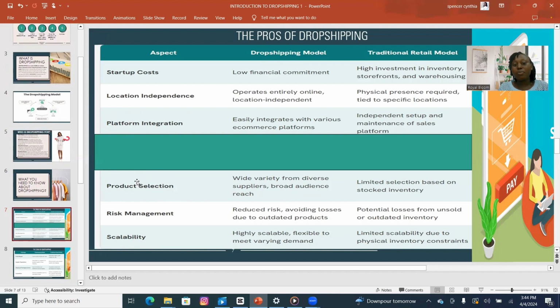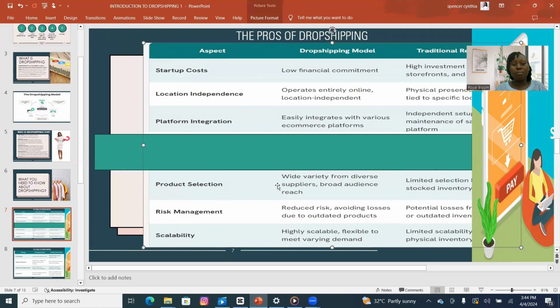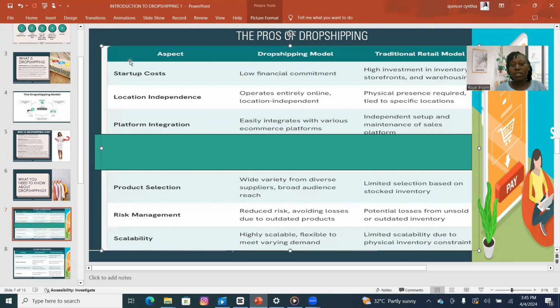Okay. So the next is product selection. As a dropshipper, you have the opportunity to choose from a wide range of products. And you have the opportunity to be in different categories. You can sell men wears, female wears, children wears, kiddies, and all of that. You can even do food stuff as a dropshipper. You can do all of that because you are not positioned in one place to sell one item.